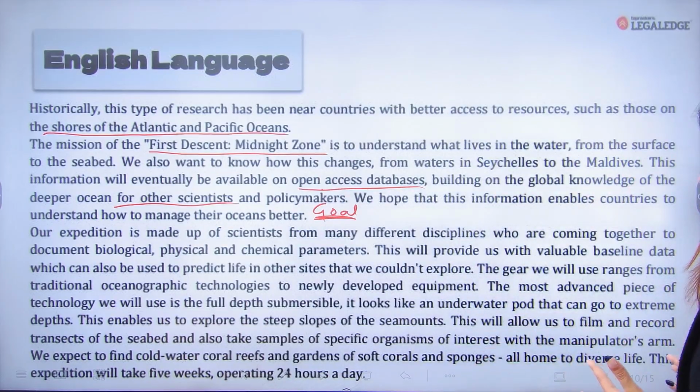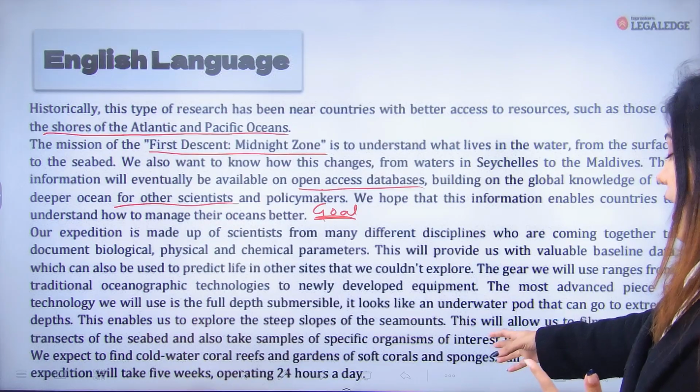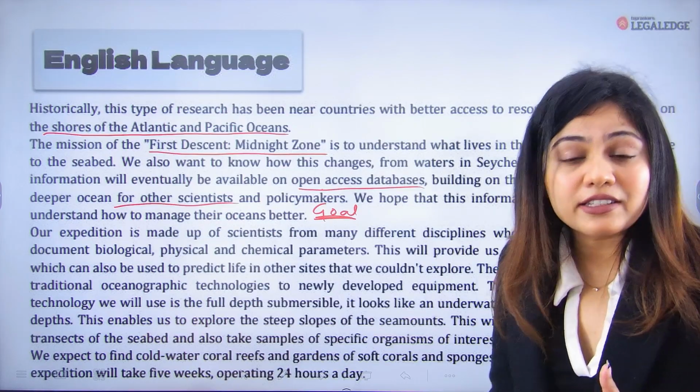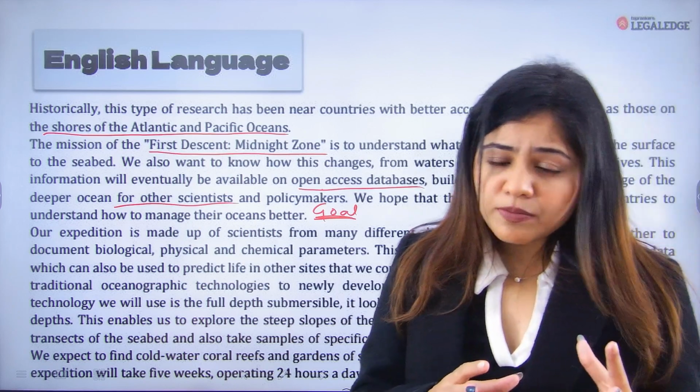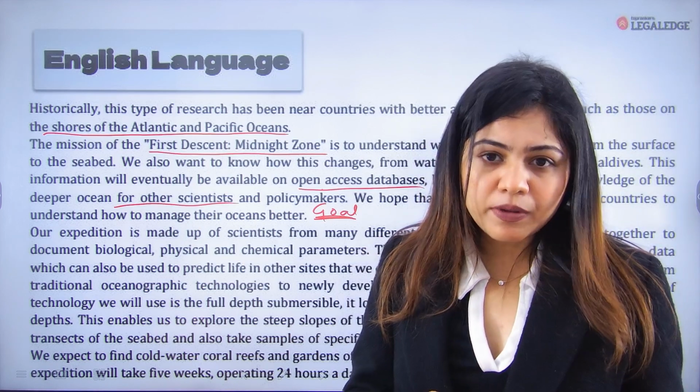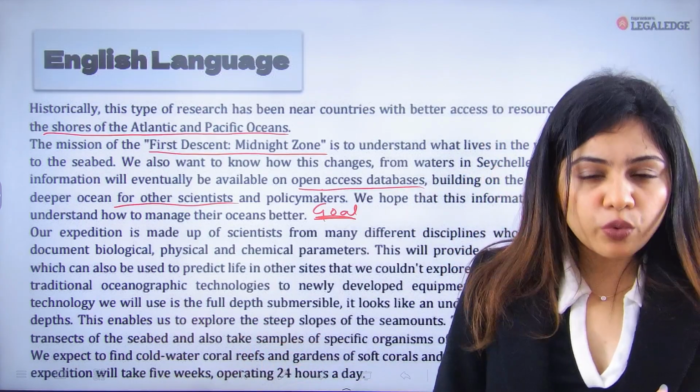So we get to know a lot about seabed samples of specific organisms, and this will also give us the manipulator's arm, as you can very well see. Now, out of this mission, there are a few things that people are expecting. So the first one is they would be finding some cold water coral reefs.